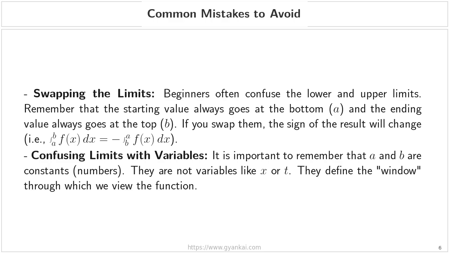Next, let's address confusing limits with variables. This is a subtle but important distinction. The limits of integration, a and b, are constants, they are just numbers. They define the boundaries of the interval we're interested in. They are not variables like x or t that can change within the integral. Think of a and b as defining a specific window through which we are viewing the function. We're not integrating over all possible values of x, only those between a and b.